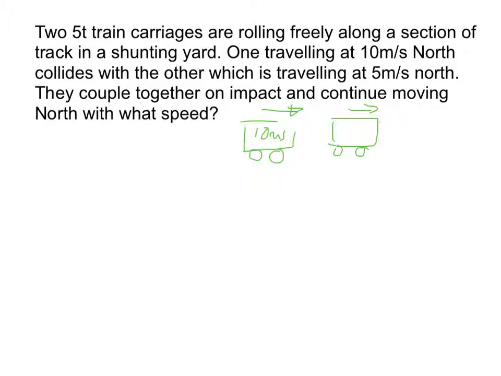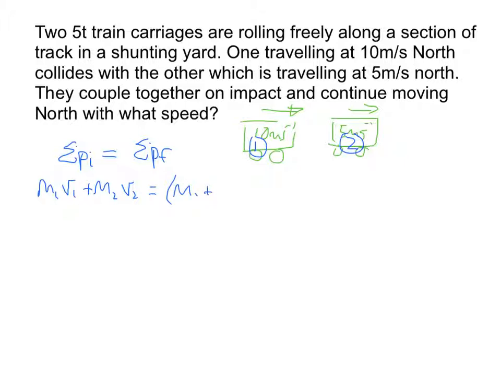It's metres per second, that should read. And the other's travelling at 5 metres per second. Okay, so they do collide together, but we have the same approach with this. We have the sum of the momentums at the start will be equal to the sum of the momentums afterwards. If we call this one truck 1 and truck 2, we have M1V1 plus M2V2 is equal to M1 plus M2 added together, multiplied by the final velocity.